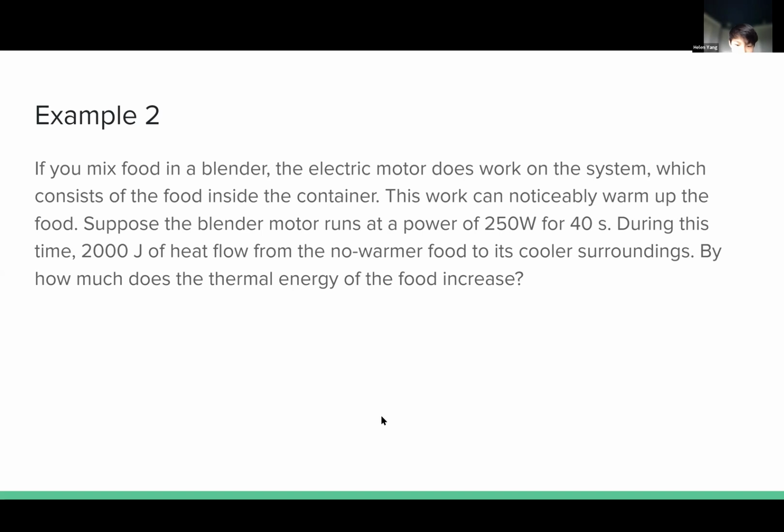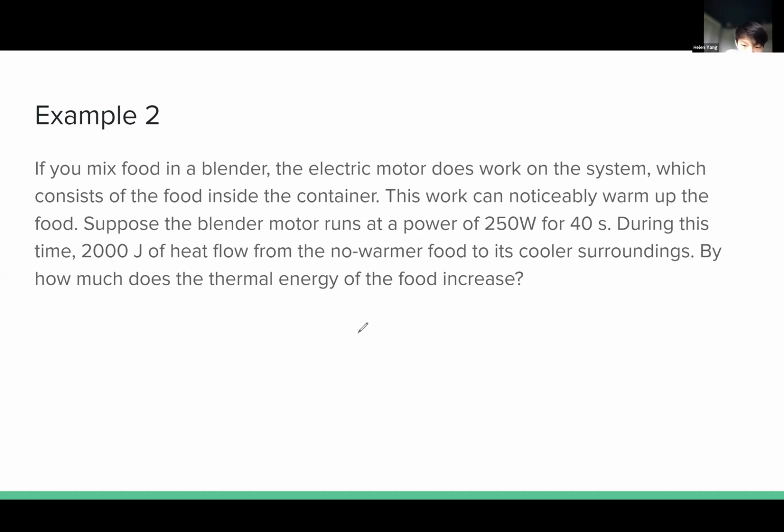Okay, so in this question it says, if you mix food in a blender, the electric motor does work on the system, which consists of the food inside the container. This work can noticeably warm up the food. Suppose the blender motor runs at a power of 250 watts for 40 seconds. During this time, 2000 joules of heat flow from the warmer food to its cooler surroundings. By how much does the thermal energy of the food increase?